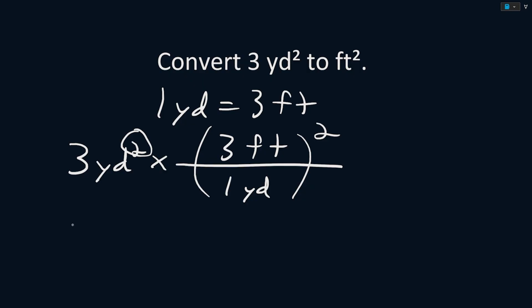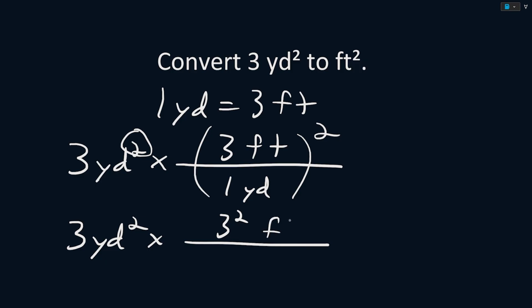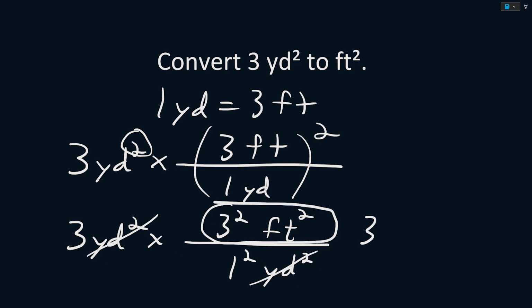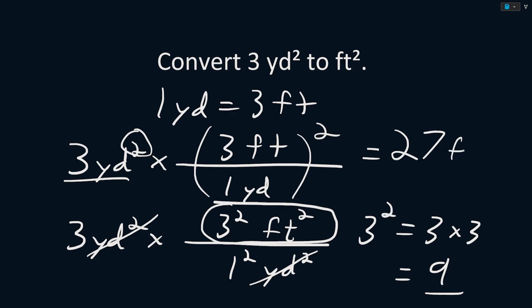This is equivalent to saying 3 yards squared times the conversion factor of 3 squared feet over 1 squared yard. Multiplying through this, we see that the yards squared cancel and leave us with 3 squared feet. 3 squared is equivalent to 3 times 3, and 3 times 3 equals 9. So to solve this, we do 3 times 9, which gives us that 3 yards squared is equivalent to 27 feet squared.